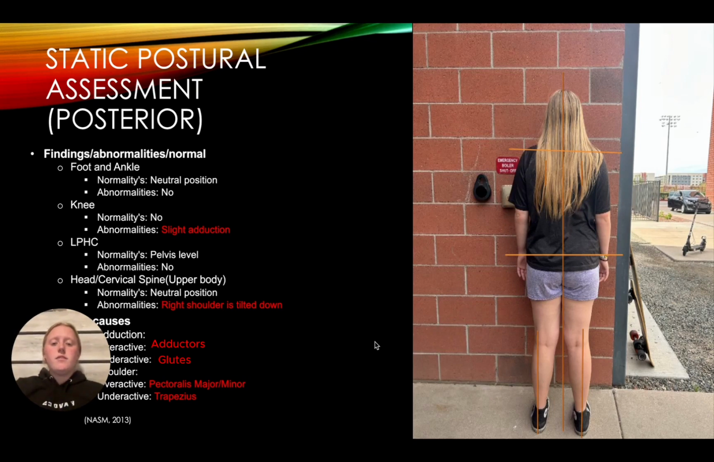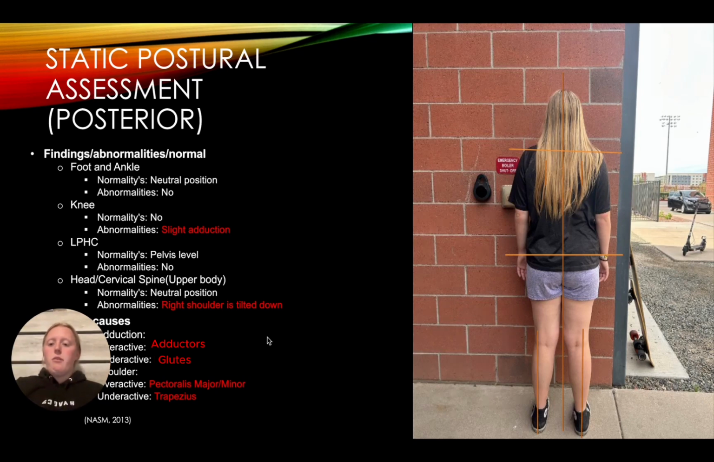Possible causes of knee adduction would be from an overactive adductor and or underactive glute, like we talked about before. Possible causes of the tilted shoulder are an overactive pectoralis major or minor and or underactive trapezius. You can see on the picture the line from the left shoulder to the right, the same kind of depression of the shoulder because of being right dominant, the client.